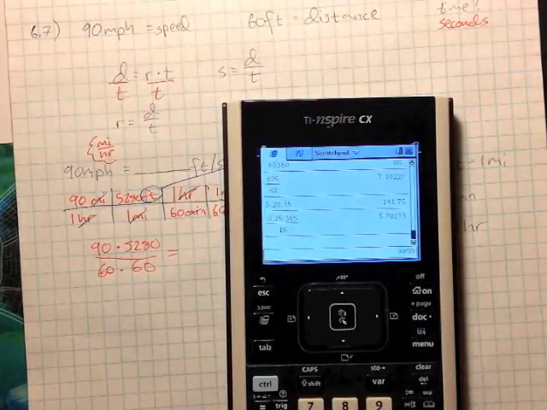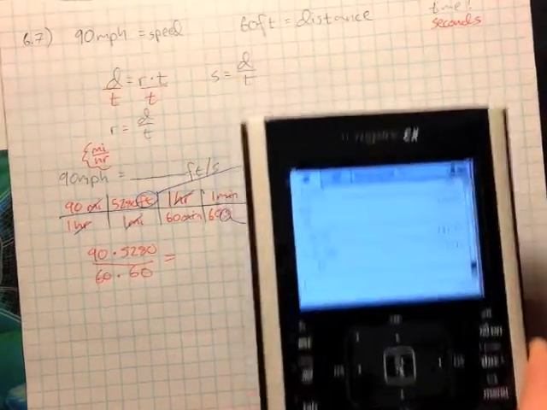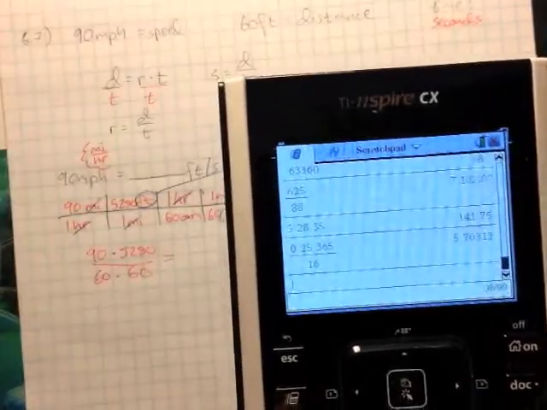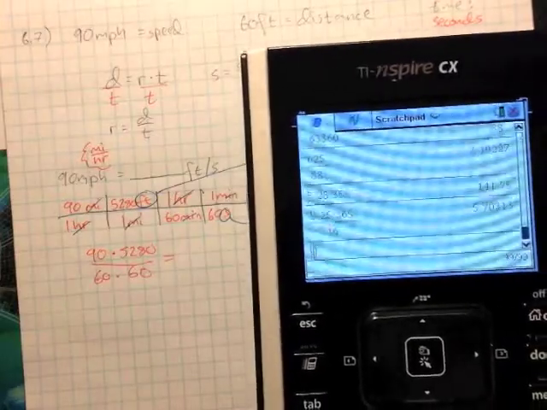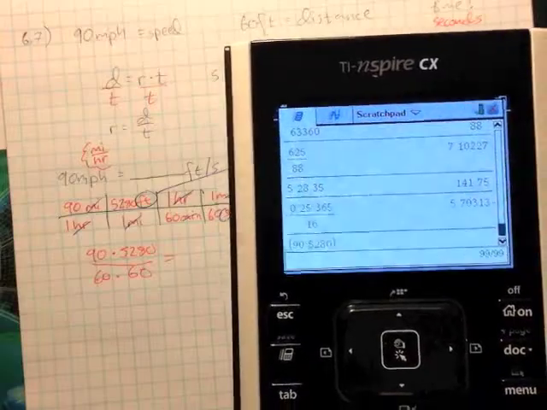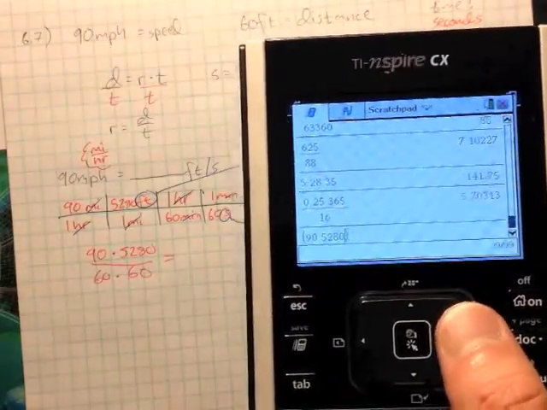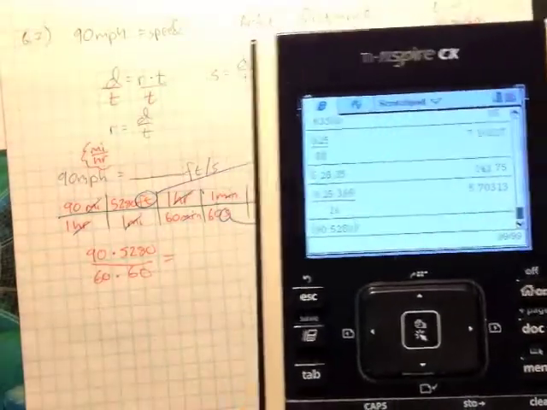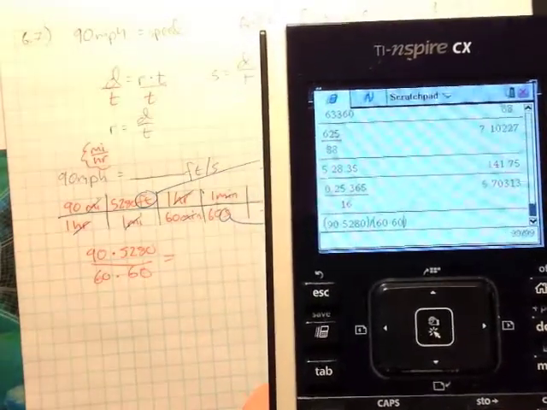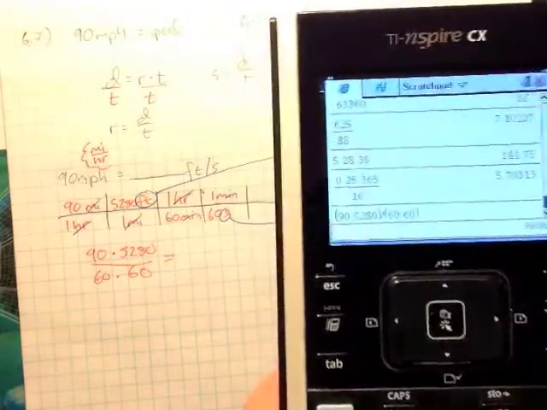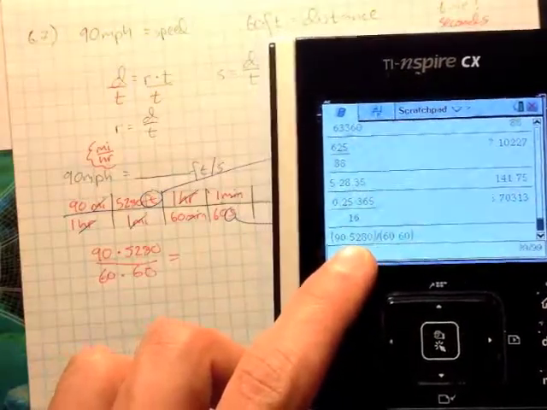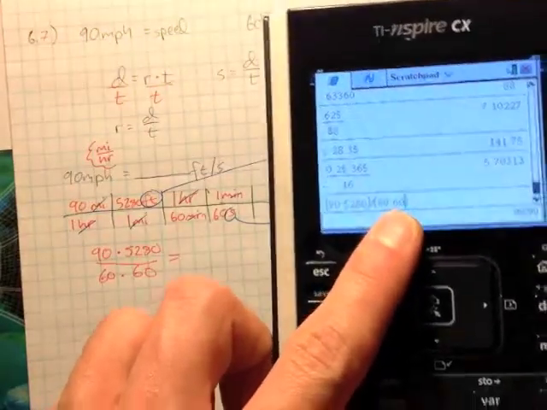Now you could do this all in one step on your calculator. Let me show you how to do it all in one step, because it's very important that you know how to do this. So you have to put parentheses 90 times 5,280, then I'm going to hit the division, and then parentheses again, 60 times 60. Okay, so this would be an acceptable way to calculate this quantity. You just have to make sure to put the whole numerator and the whole denominator in parentheses.